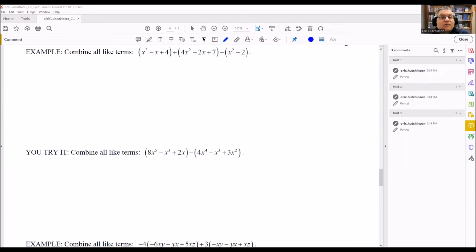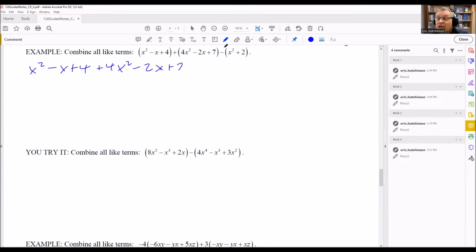Now, if I take a look at the first 2 parentheses, there's no number in front, which means there's really a 1 in front of them. So I can just drop the parentheses altogether. So I'm going to write that out: x squared minus x plus 4, dropping the parentheses from those. And I'll drop the parentheses from the second one as well, plus 4x squared minus 2x plus 7. I'm able to just drop the parentheses because the number in front of them is really a 1.